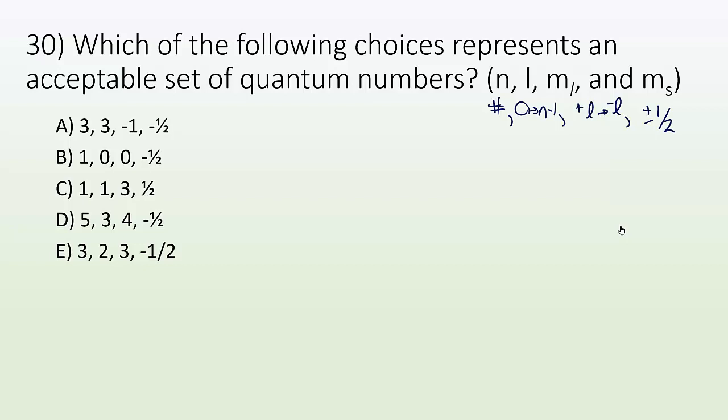So let's check. All right, well, A, we got 3, 3, -1, -1/2. There's a problem right here. This can only go up to 2, right? Because that angular momentum one should only be able to go to n-1.